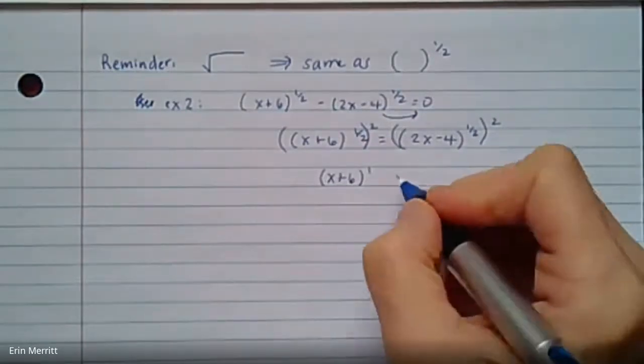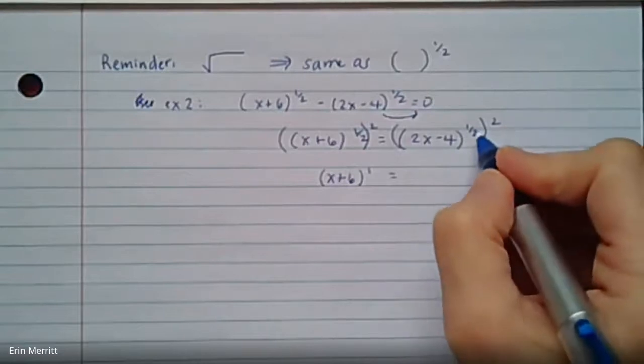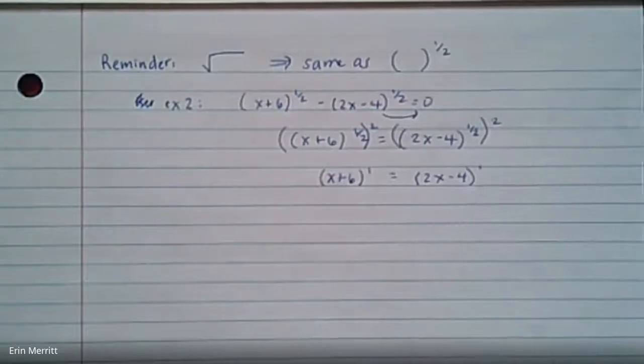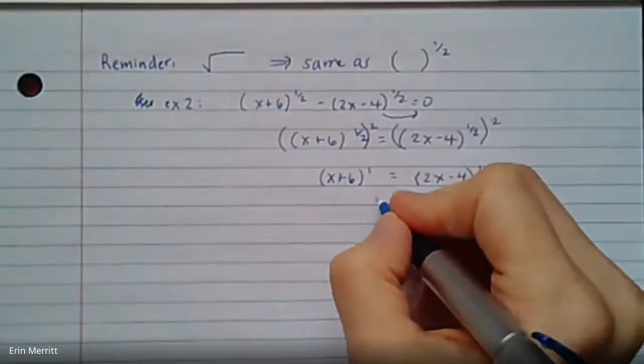And then same thing over here. Power raised to a power. This would just end up as 2x minus 4 raised to the first power. And so then you can continue the problem from there.